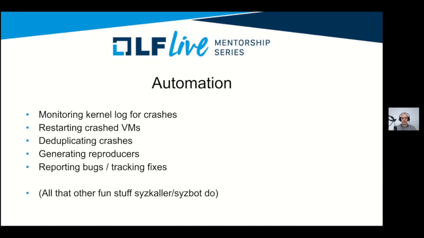Some more advanced stuff like deduplicating crashes. This is the case where we have multiple crashes. They're a little bit different, but still this is the same root cause. So you can actually bucket them, put them into the same bucket so you don't have to inspect all of them. Then you can generate reproducers. And even at some point, you may reach the point where you want to report bugs and track fixes automatically. Actually, if you reach that point, you probably should just reuse syzkaller or base your fuzzer on top of syzkaller because syzkaller already is doing that. So you don't have to do it on your own all over again.